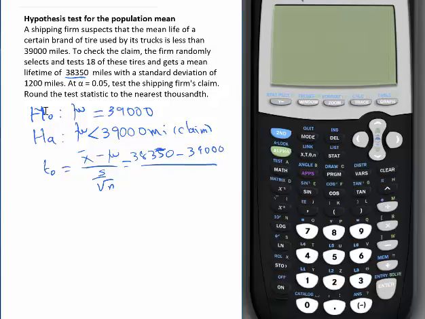And then we divide by s, which is 1,200, over square root of n, which is square root of 18. Be very careful when you calculate the test statistic. If you input this into your calculator, make sure to enclose the numerator values within parentheses, and the same thing for the denominator. And if you do the right math, you're going to get T0 to 3 decimal places is about negative 2.298.